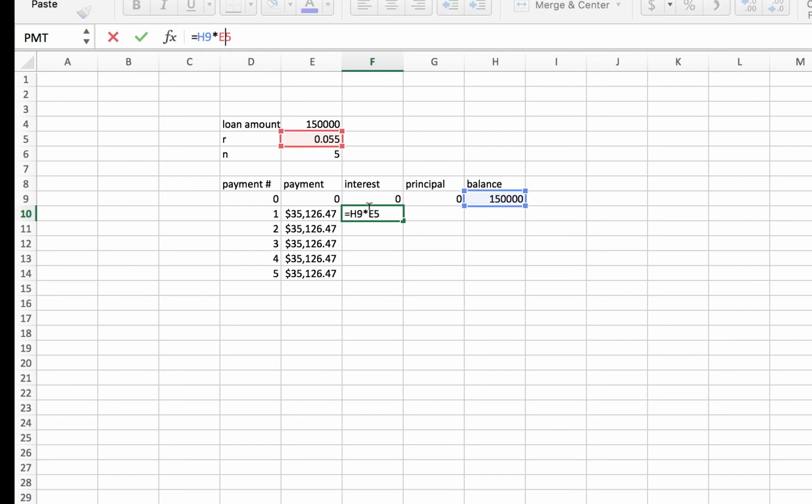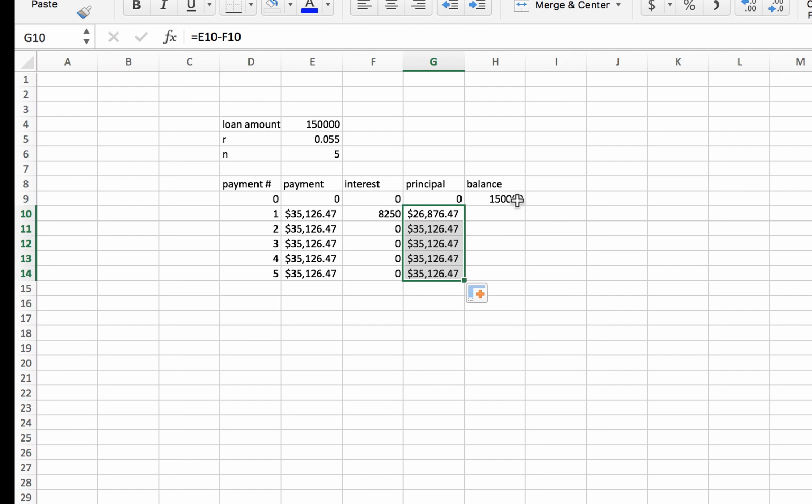Let me just lock in our interest rate here. And I'm going to copy that down. It looks like it's not working, but it actually is. It'll update when we finish out the rest of the table. The principal column is reflecting how much of that $35,000 payment that we're making to the bank goes to paying down our debt. Some goes to interest, some goes to principal. So we just take the difference of the payment and the interest, and we get the amount that is going to pay down our total debt.